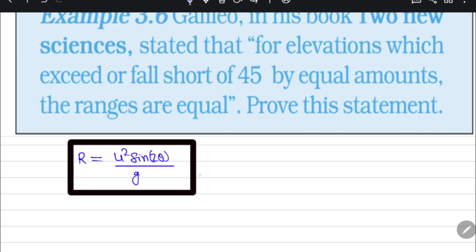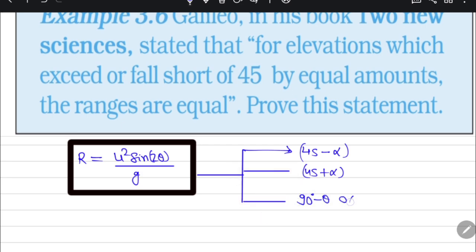You know this thing, if I take 45 degree minus alpha or 45 degree plus alpha, or otherwise there are also theta and 90 minus theta. For these three conditions, the range remains the same.